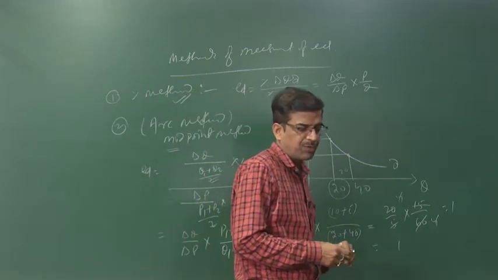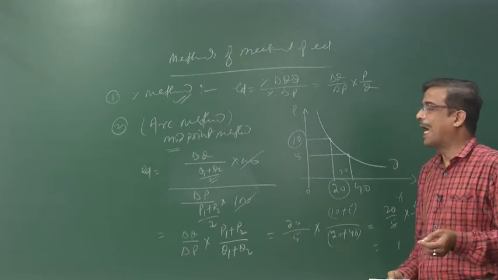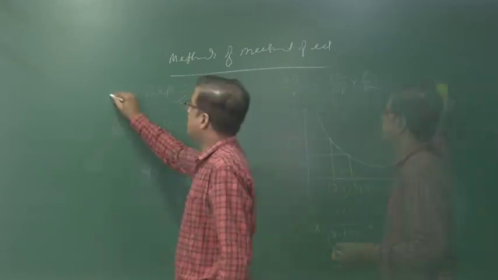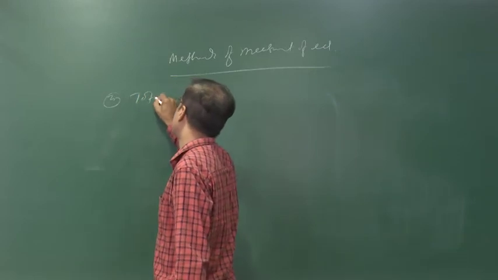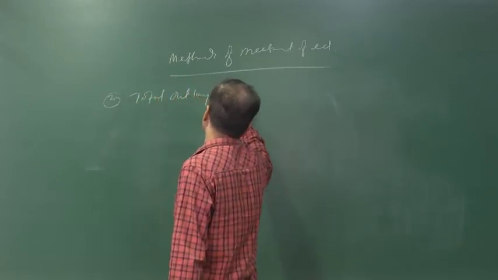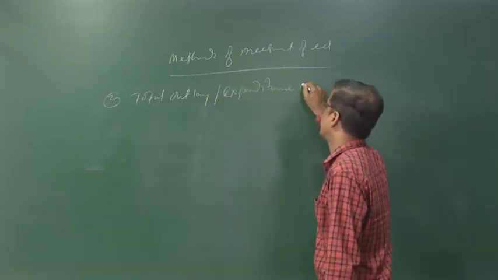Now, after knowing these two methods, move to the next, called the total outlay method or total expenditure method. Third one, total outlay or expenditure method.